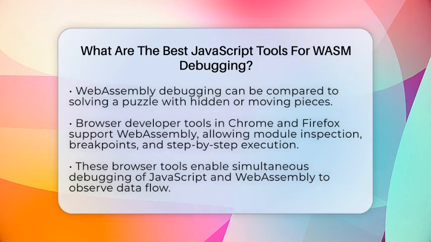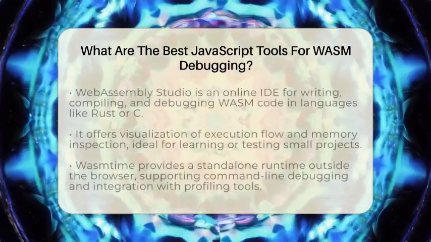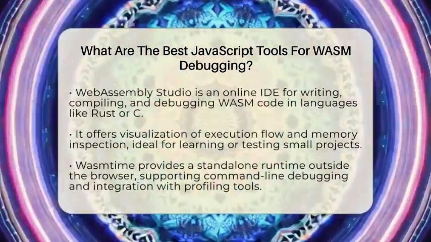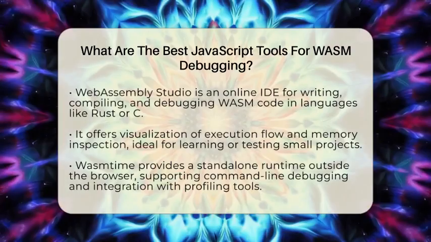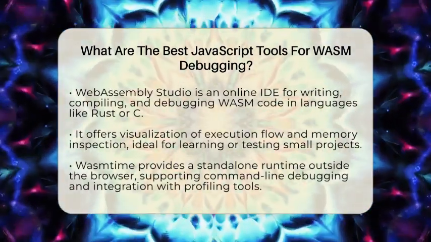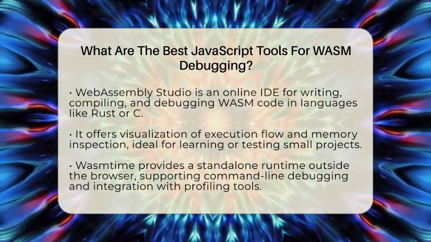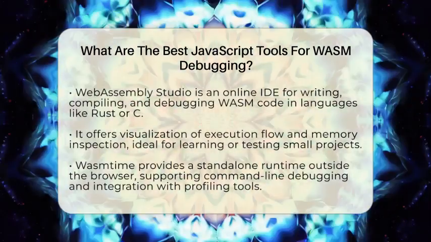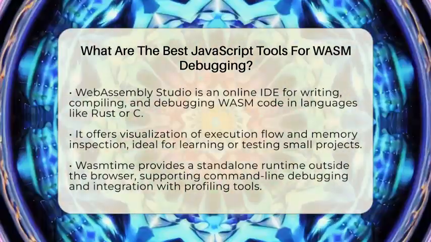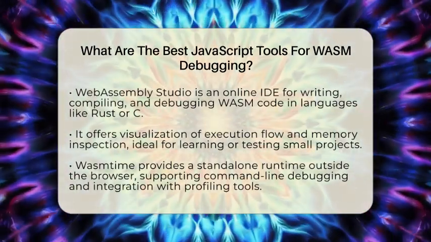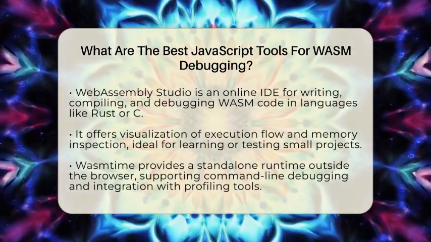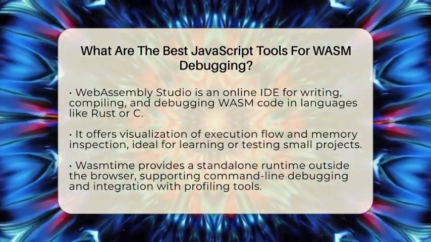Because WebAssembly often interacts closely with JavaScript, these tools let you debug both at the same time, making it easier to see how data flows between the two. If you want to work outside the browser, tools like WebAssembly Studio come into play. This online IDE allows you to write, compile, and debug WASM code in languages like Rust or C right in your browser. It supports visualizing execution flow and inspecting memory, which helps when you are learning or testing small projects quickly.